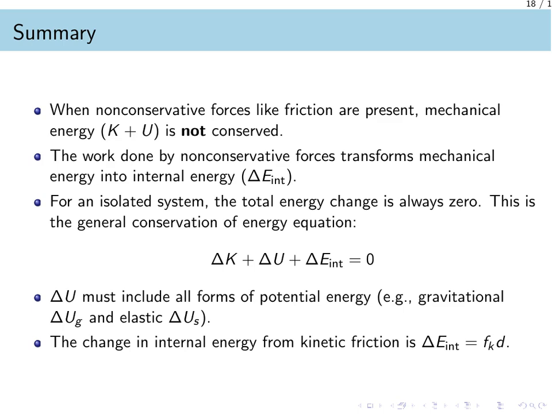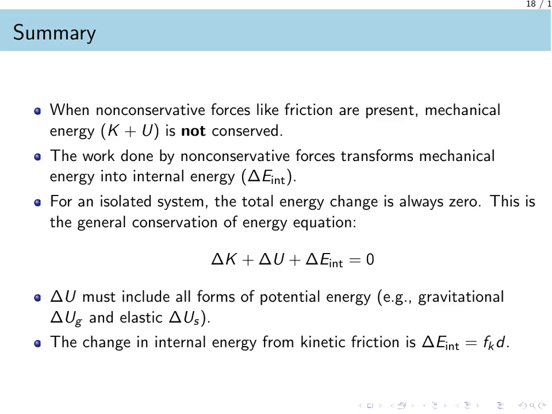Let us summarize the key points of this section. The main takeaway is that when non-conservative forces like friction are present, mechanical energy, the sum of K and U, is not conserved. This is because the work done by these forces transforms mechanical energy into internal energy, which we call delta E internal. However, for a fully isolated system, the total energy is always conserved.